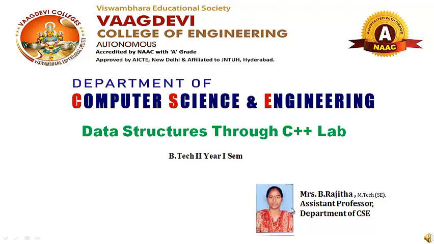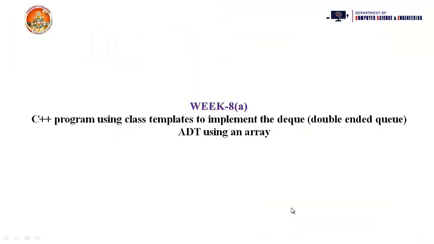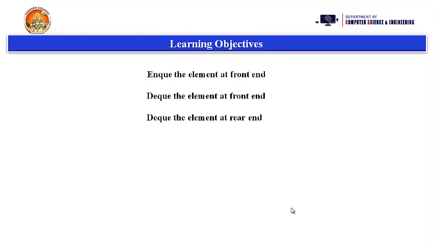In this session, we are going to learn about data structures through C++ lab programs. And the program is here. Write a C++ program using class templates to implement the double-ended queue using an array. In the previous session, we discussed how to enqueue the value at the rear end using an array. Now in this session we are going to learn how to enqueue the element at the front end, and how to dequeue the element at the front end and rear end.